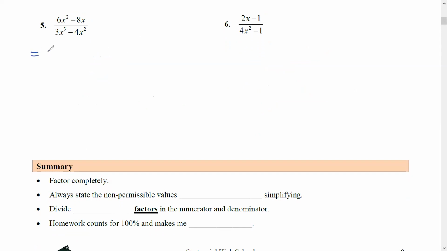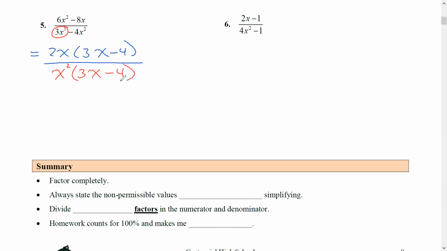Okay, 5 and 6, I got a binomial over a binomial. So really, this is a double factoring question. So from the numerator, I'm going to factor out a 2x. From the denominator, what I'm actually going to do is factor out a positive x. So what have I got left now? X squared, actually. 3x minus 4.